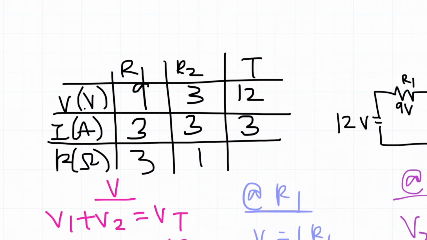Recall for resistors in series that if you add up all the resistors, you'll get the total resistance. So in this case, we can add up 3 and 1 to get your total resistance to be 4. You can also check your work by plugging in the values that you have back into Ohm's law. So let's go ahead and try that for the total.